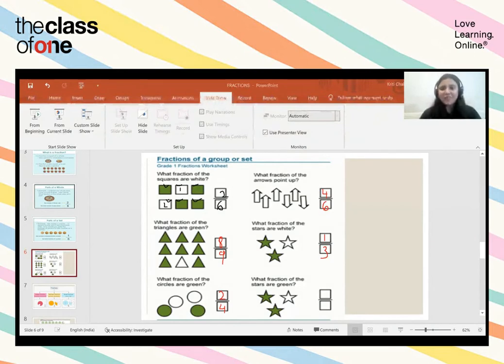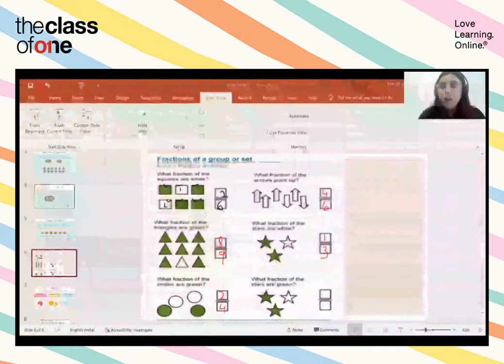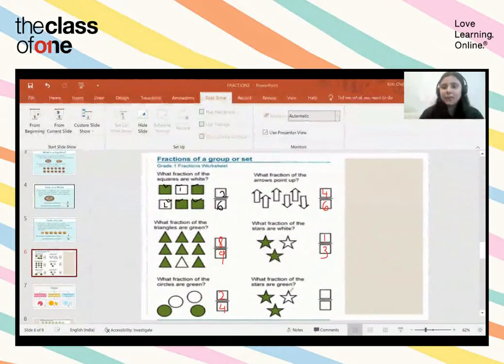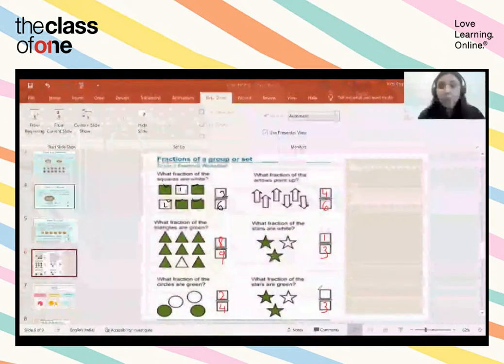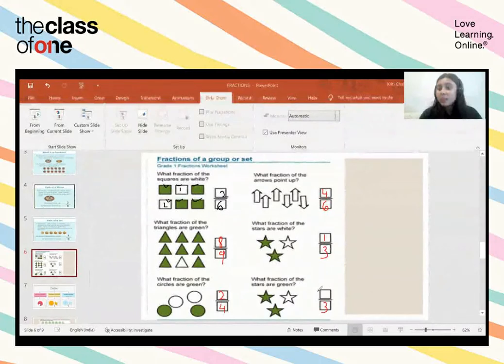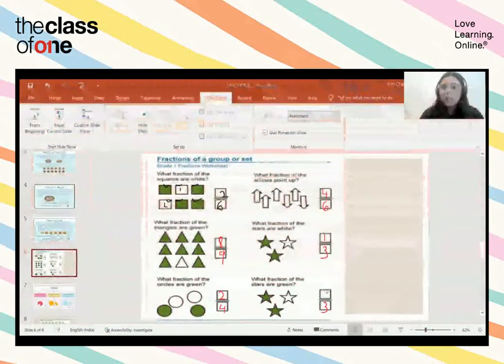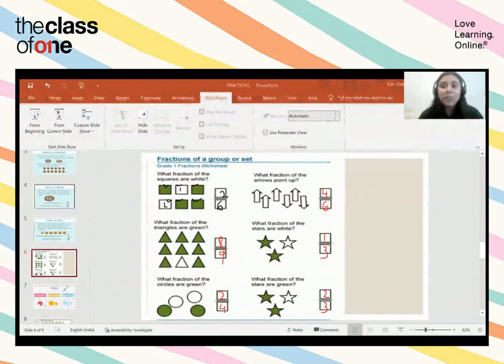Last question. What fraction of the stars are green? First, we will count how many total stars there are. There are 3 total stars. So the denominator becomes 3. And what will be the numerator? The question is, how many stars are green? So we can see there are only 2 stars. So the numerator becomes 2. So the fraction becomes 2/3.